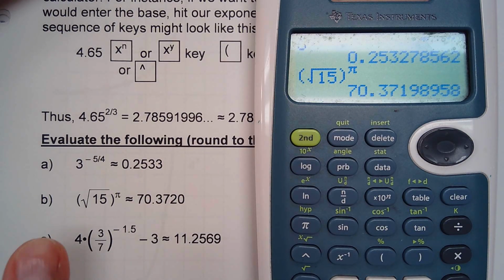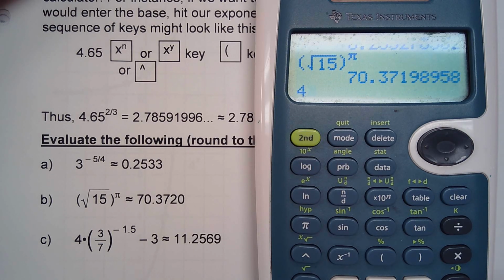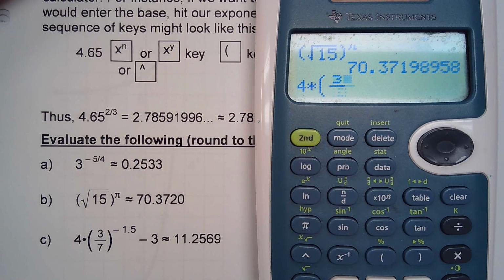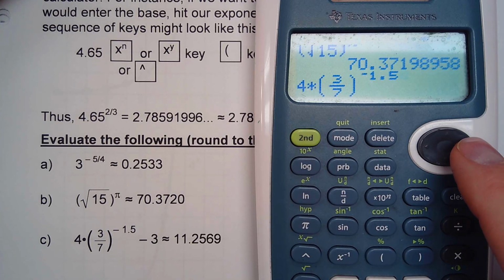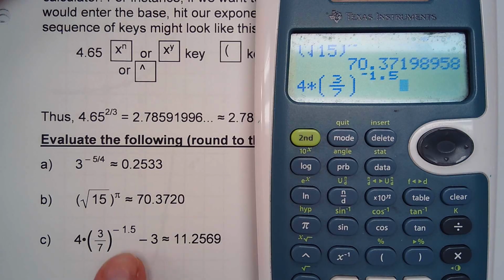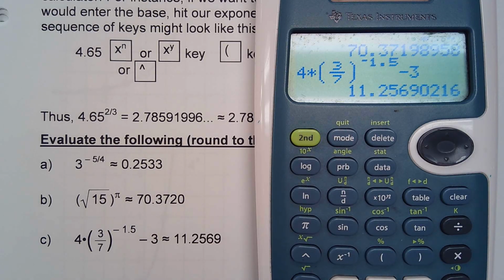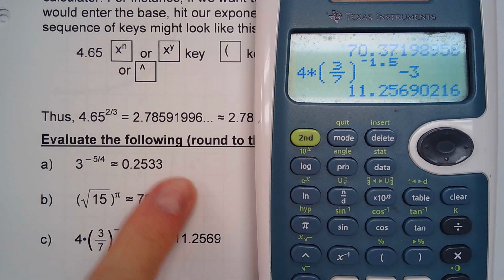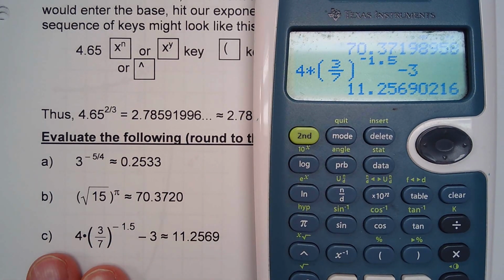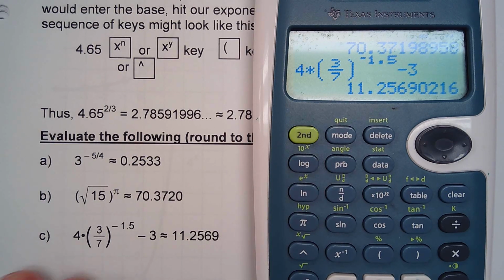And let's try this last one. I'm going to enter it exactly how I see it. I'm going to do 4 times, parentheses, fraction key, 3 over 7. Hit my right arrow key, close it. Do my power, negative 1.5. Now, make sure you hit your right arrow key. You got to get back down before I put in that subtract 3. And then we round it off to 4 decimal places. So make sure you can do this on your calculator. Reach out to me or a tutor in Math World if you need help doing it on your calculator.